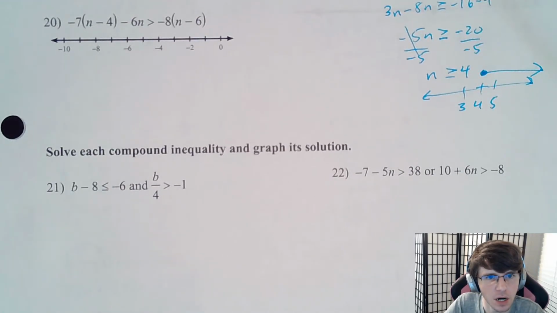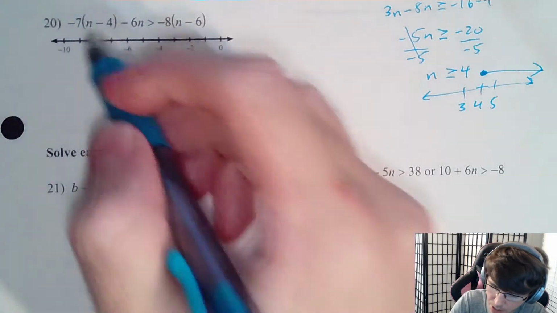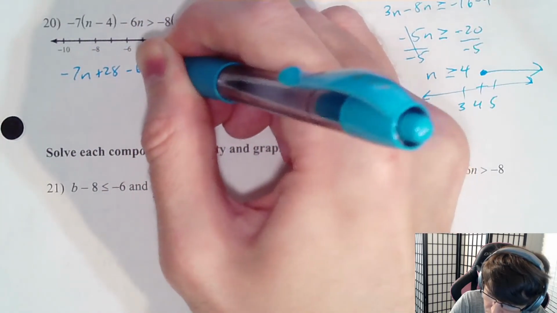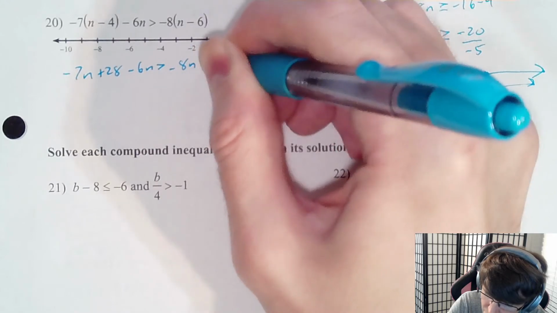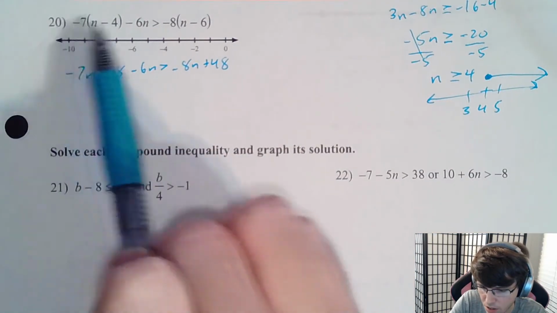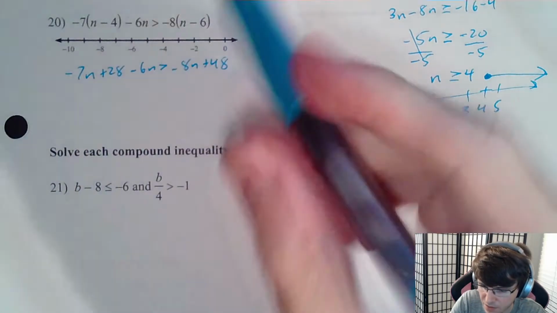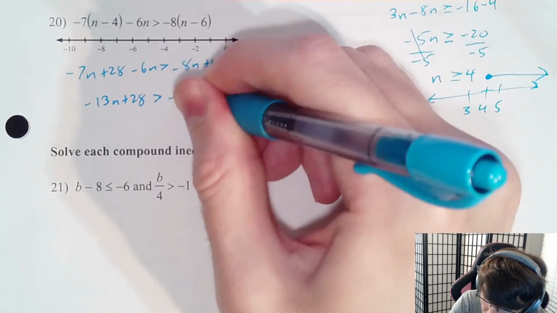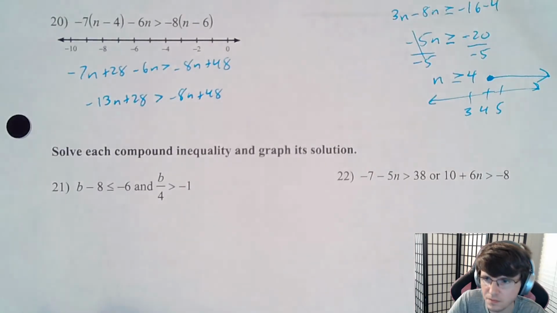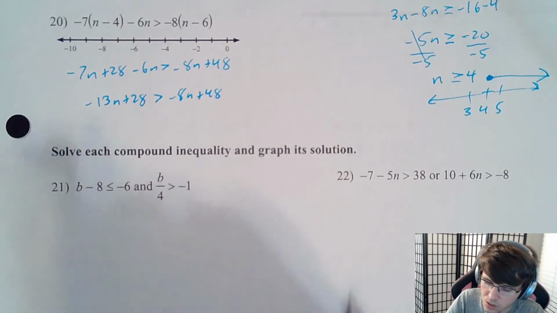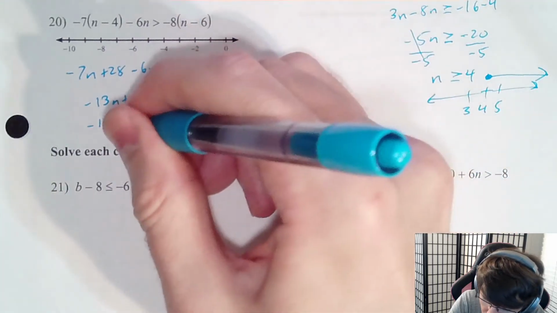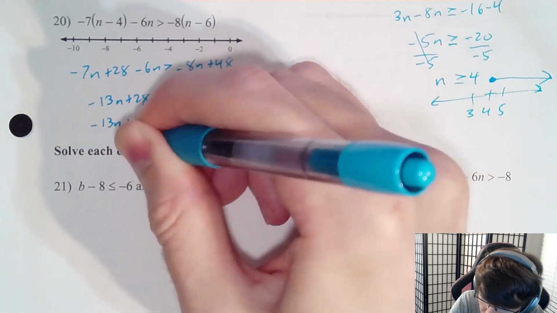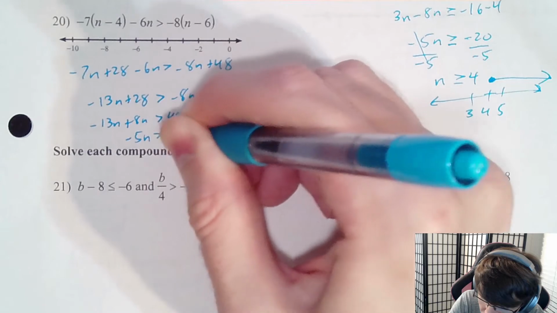All right. So yet again, got to distribute. So distributing that negative 7 out, we're going to get negative 7n plus 28 minus 6n greater than negative 8n plus 48. So again, we're just using those little arrows if you want to distribute it out. Negative 7 minus 6 is negative 13n plus 28 greater than negative 8n plus 48. Do that switcheroo. Negative 13n plus 8n greater than 48 minus 28. Negative 13 and 8 is negative 5n greater than 20.